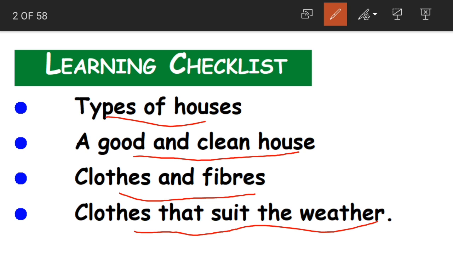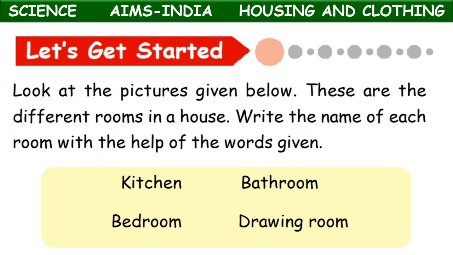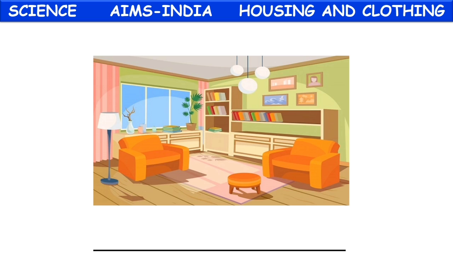the weather. Okay children, now see, here you will be given pictures, and these are the different rooms in a house. So write the name of each room with the help of the words given. Okay, so you have been given kitchen, bathroom, bedroom and drawing room. Okay children, so you have to identify what type of room this is.